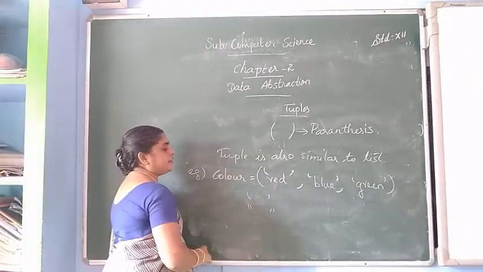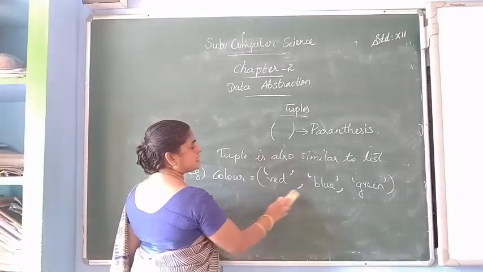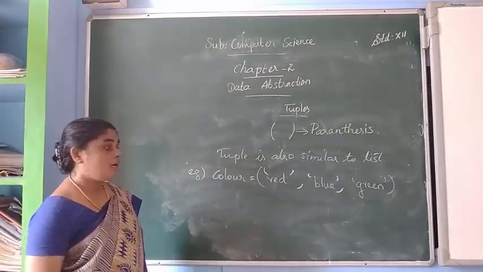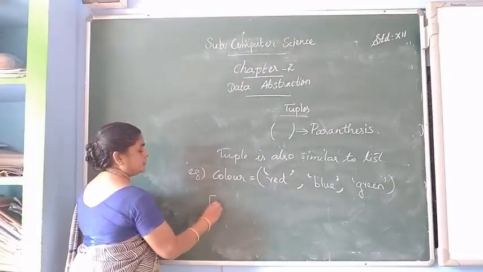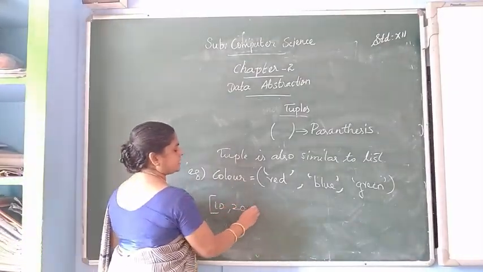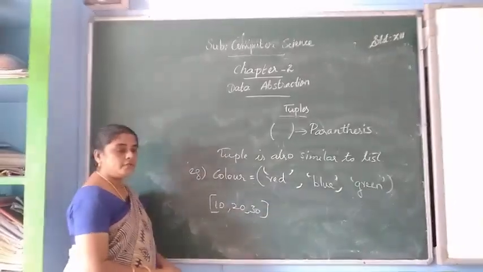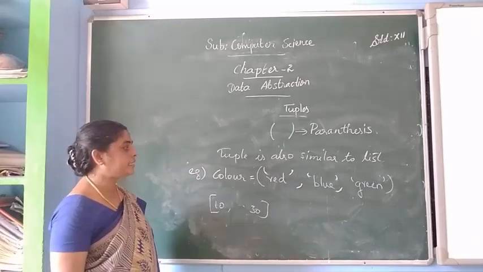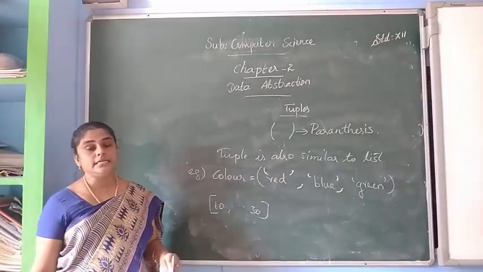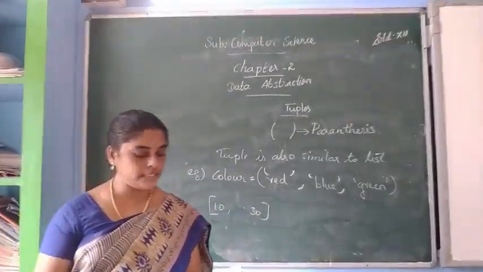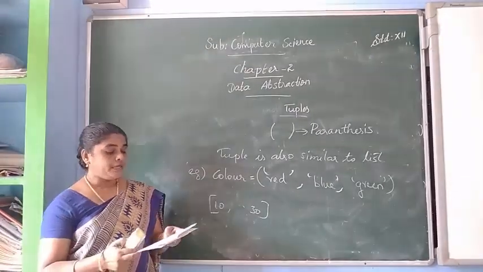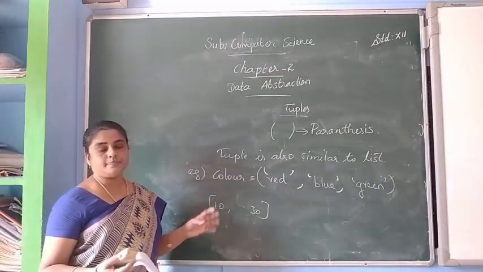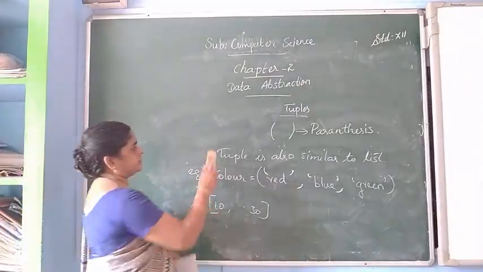See, one time I have given the elements, the values red, blue and green. I cannot change the elements. But in list, 10, 20, 30, if you don't need this 20, we can change the value. Okay, this is the only difference between list and tuple. List and tuple. Okay. Now, next part is data abstraction in structure.